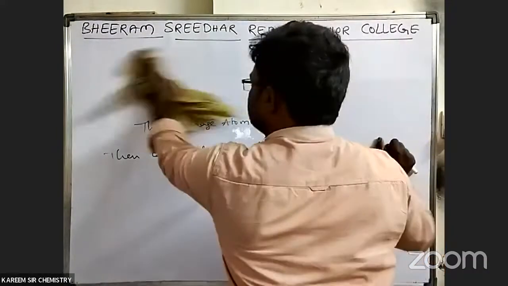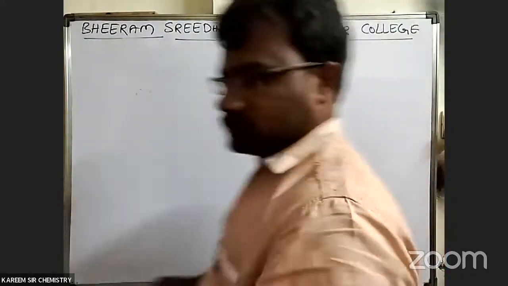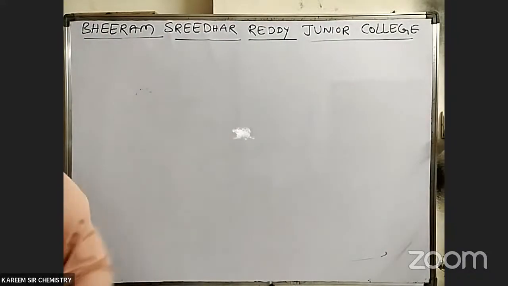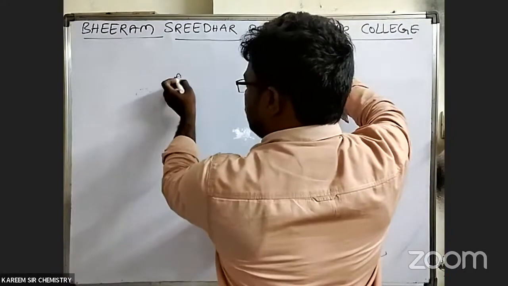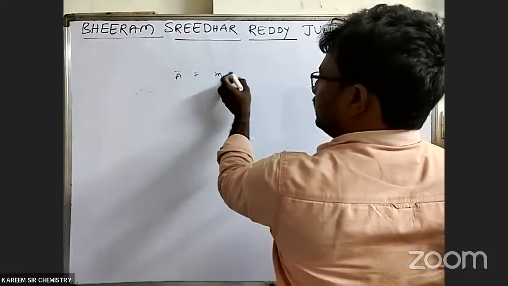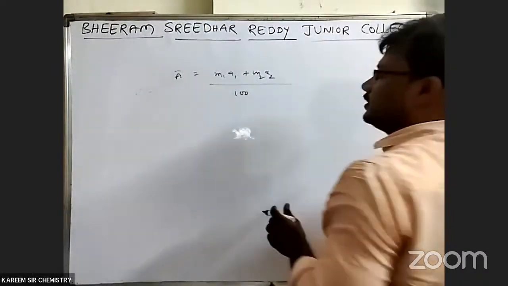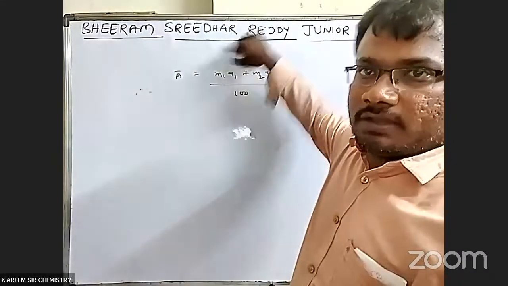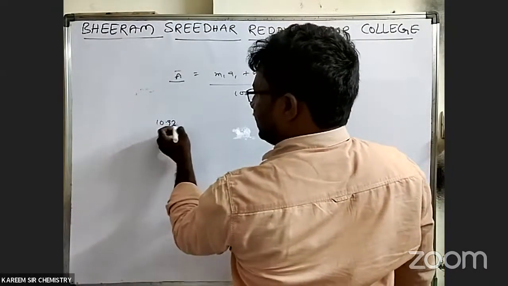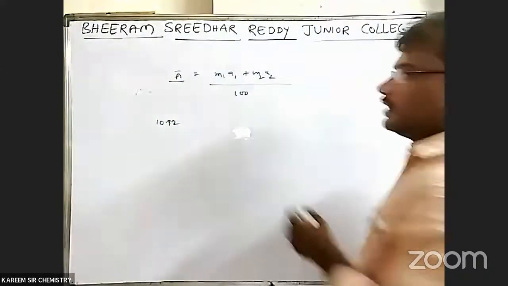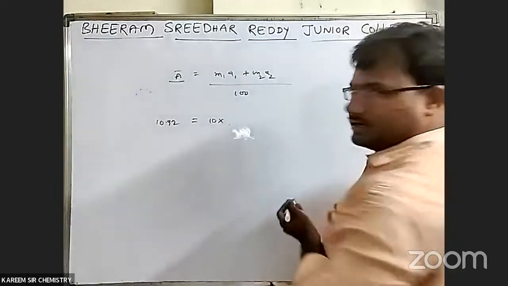So many members answered this question. So who didn't know how to do it, please follow this. For average atomic mass with two isotopes, it is (M1 A1 plus M2 A2) by 100. I wrote only two terms here because there are two isotopes. Here the average atomic mass is given, 10.92, and the masses are 10 and 11. We should calculate their percentages.